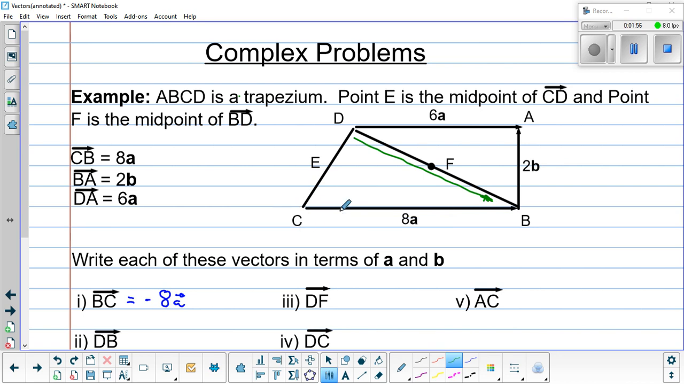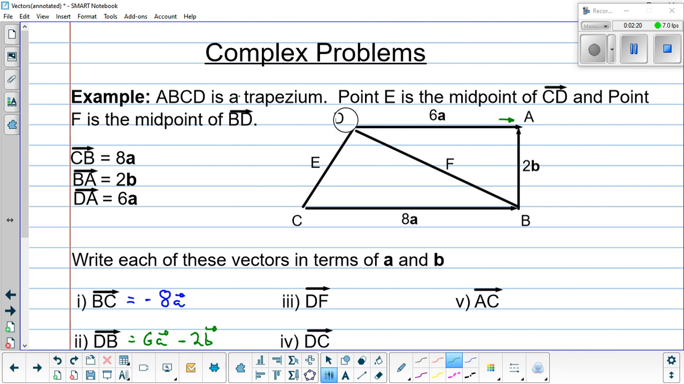Actually, I'll erase these each time. There's another way. We can go here, and we have 6A, and then we have negative 2B if we're going down. So therefore, we have 6A and minus 2B. Keep in mind, just add tip to tail.